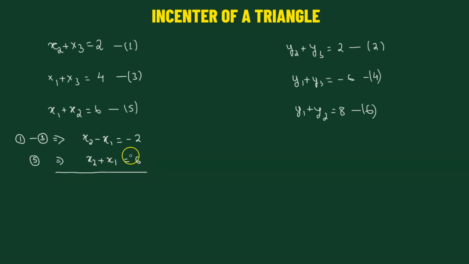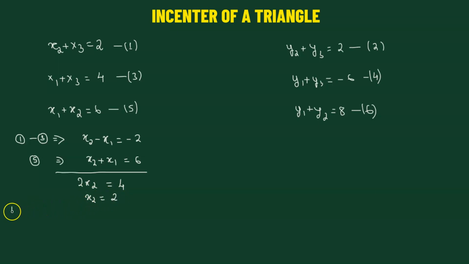What we are going to do is take the sum of the two new equations. So we have x2 added to x2, that gives us 2 times x2. Negative x1 and positive x1 cancel out. This will be equal to negative 2 plus 6, so that's 4. Now we will divide both sides by 2, so that will give us the value of x2. So x2 comes out to be 2.